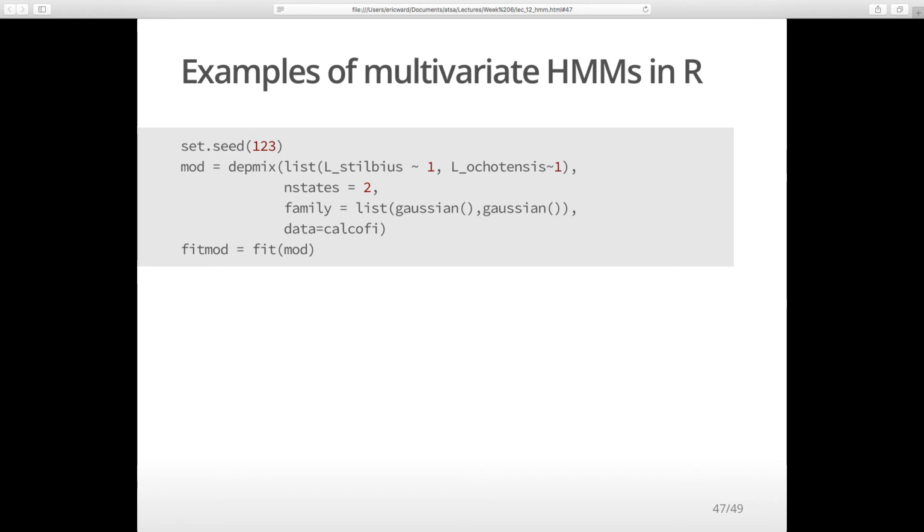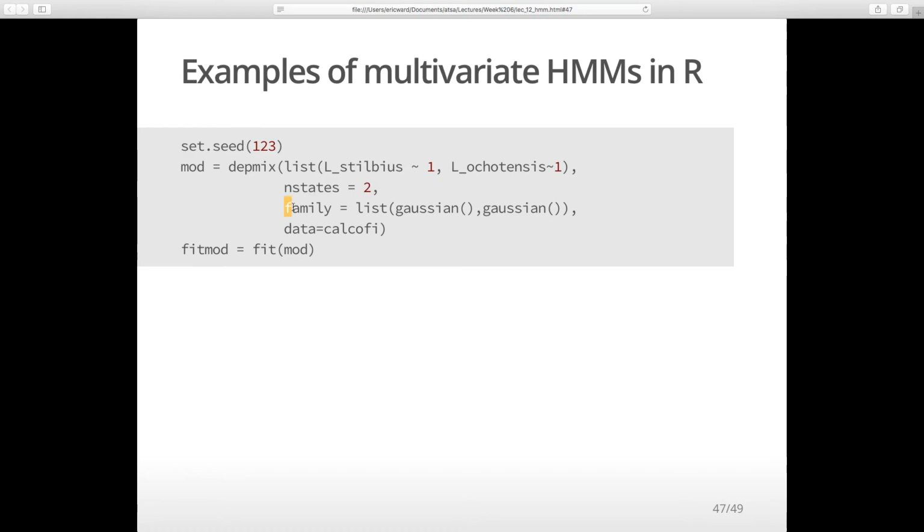Okay, so here's how we work with those list objects. So our formula here will be a list of formulas where each species is assumed to be modeled with an intercept only. Again, you could have covariates here. The covariates could be specific to each species or different. We'll assume again that our model is only going to have two states, which was supported using the univariate case.